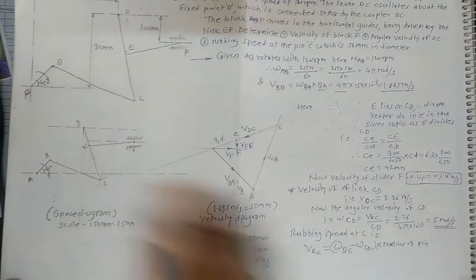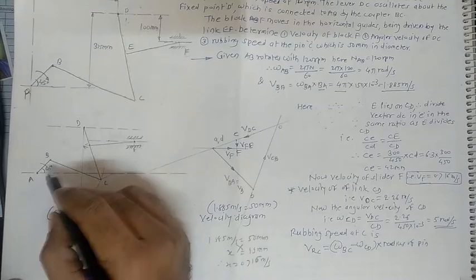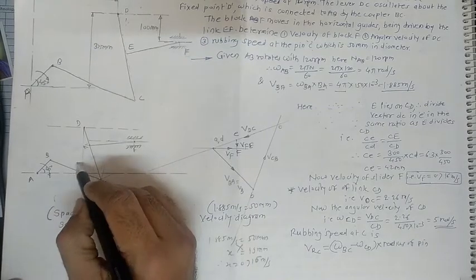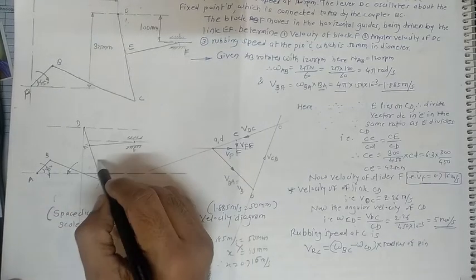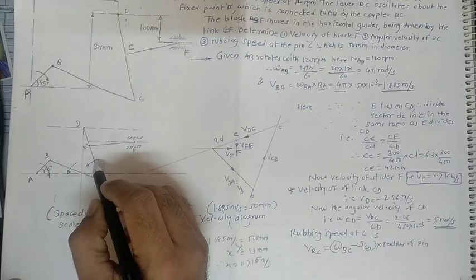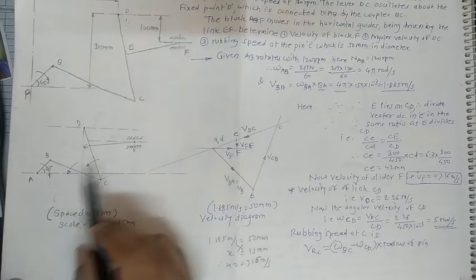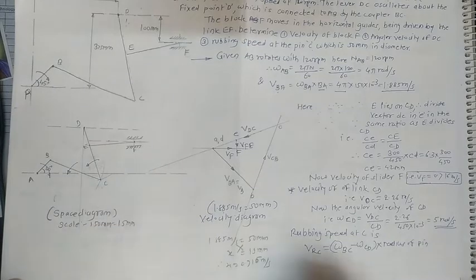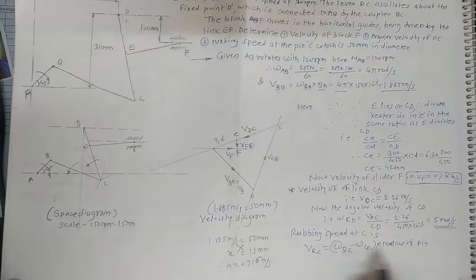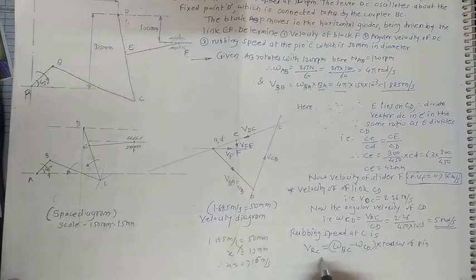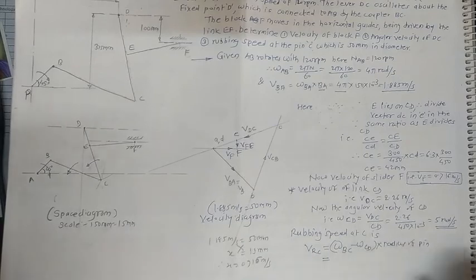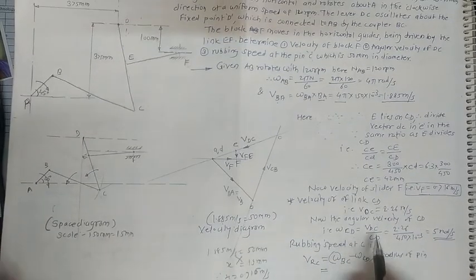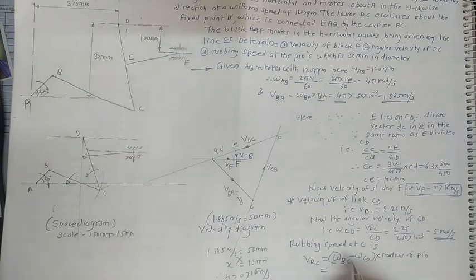When this moves in this direction, at the same time this starts moving in the same direction. When both the links move in the same direction, you just subtract the angular velocity of the next link from the previous one. So omega BC minus omega CD multiplied by radius of the pin. Omega CD is 5 radian per second. Omega BC you can get with the help of this one.